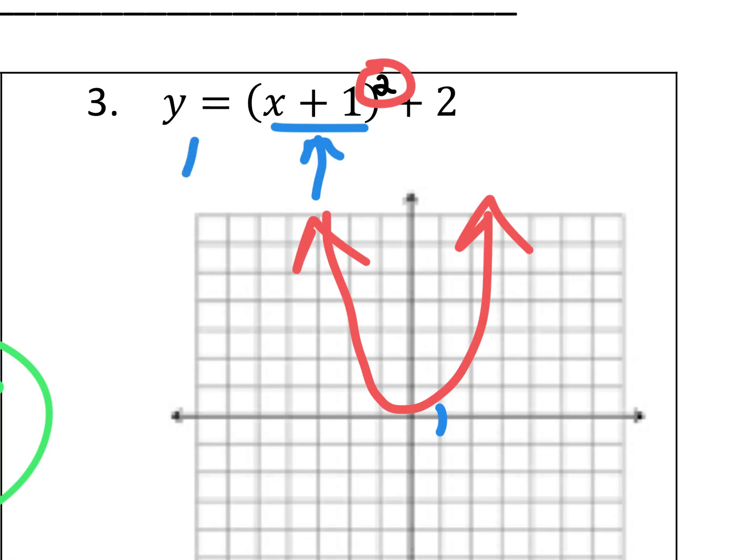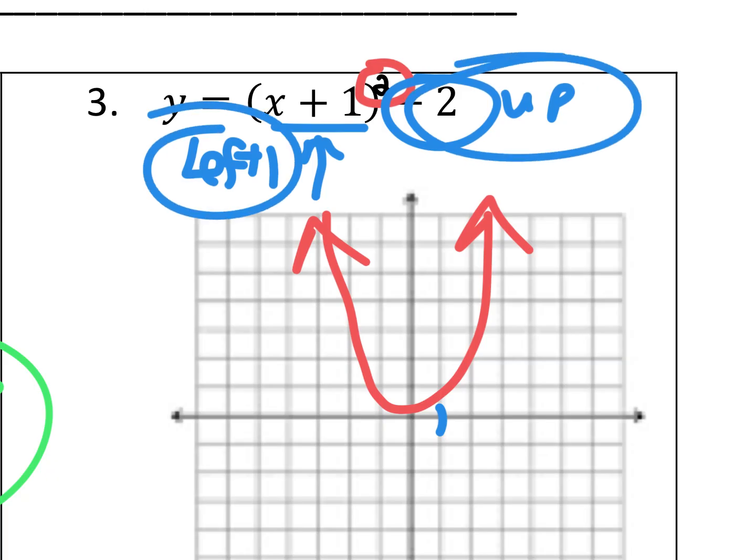How many of you knew it was actually left 1? Okay, good, and that you trust. It's because it's on the outside. And that means up 2. Seems like up 2, and it is up 2. So it's going to go left 1 and up 2. So my U shape is going to go left 1 and up 2.